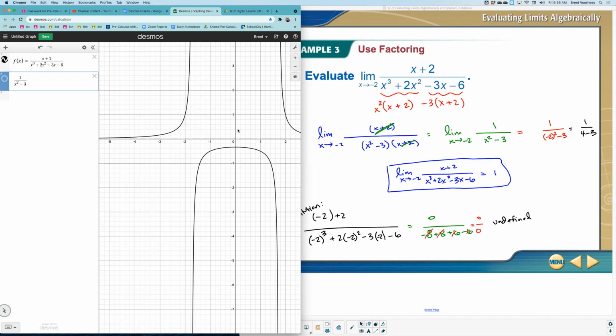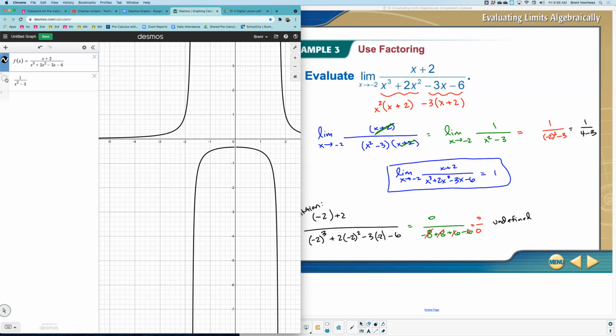So that's correct. By the way, I want to show you this. We realized that when we simplified this function, we got 1 over x squared minus 3. So I just typed that in right here. And if you graph that, you'd see that it's the same graph, the same exact picture as before. The difference would be on the black one, if you highlight it, when you get to -2, it'll say undefined, because that's where we're dividing by 0.